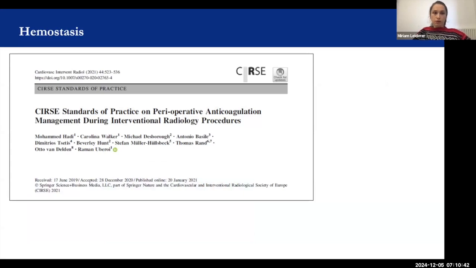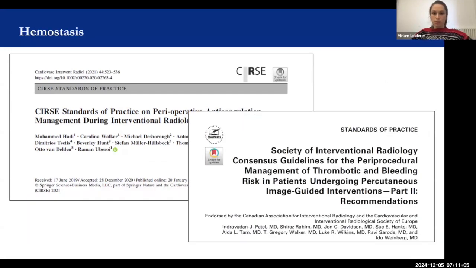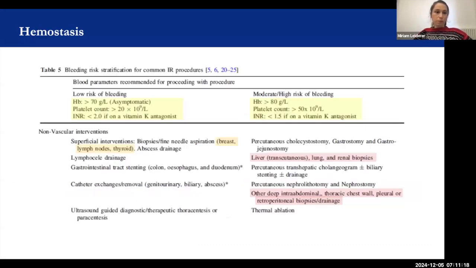Then you should think about hemostasis. That's mostly what type of labs you are going to ask the patient to bring, what values are going to be acceptable for you, and what needs to be corrected. There are different guidelines. For example, there's the CSA standards of practice, then there are the consensus guidelines of the Society of Interventional Radiology. Maybe you also have local or national guidelines. Whatever guidelines you use, make sure they make sense for your local setting.